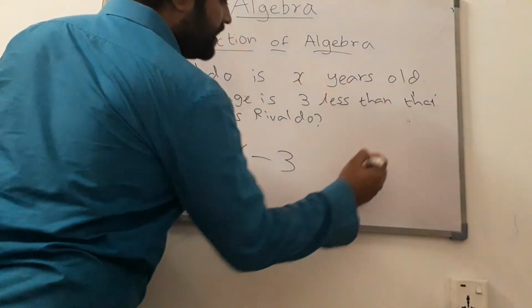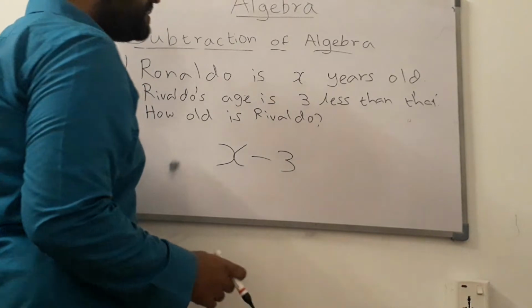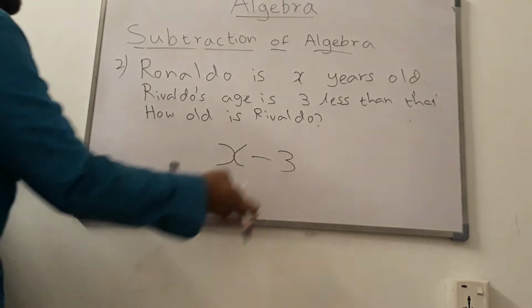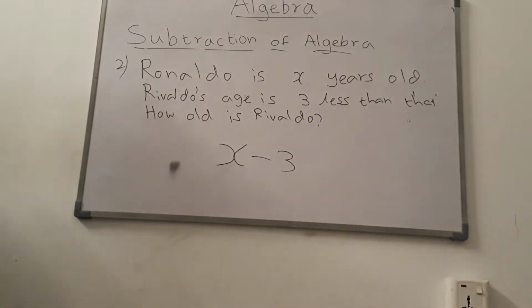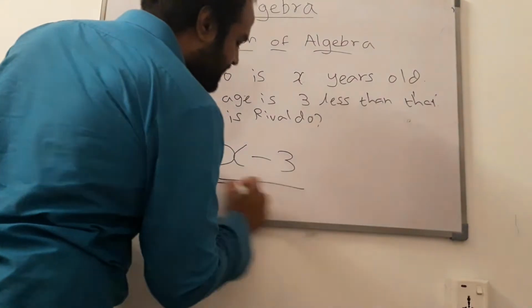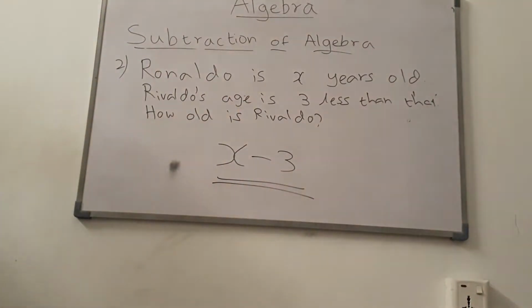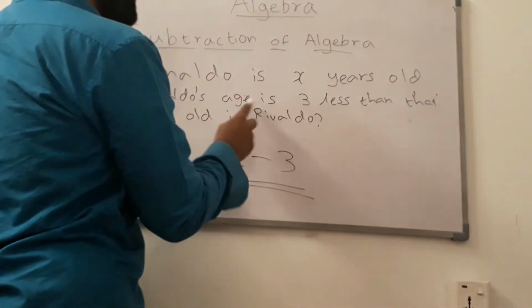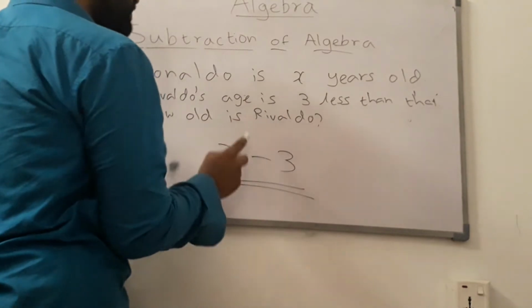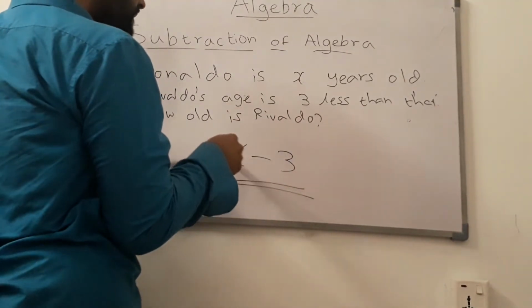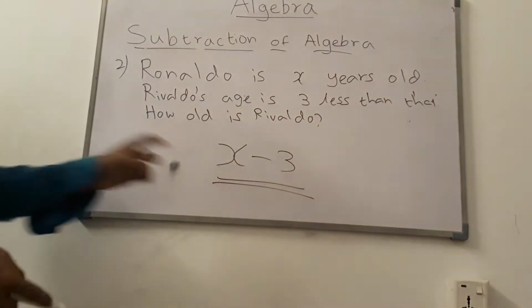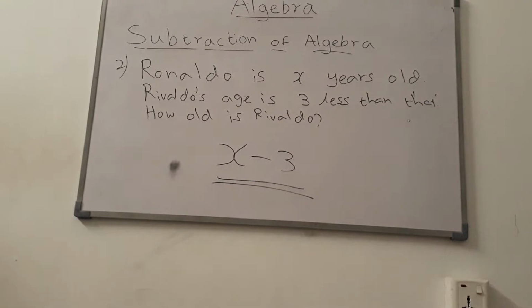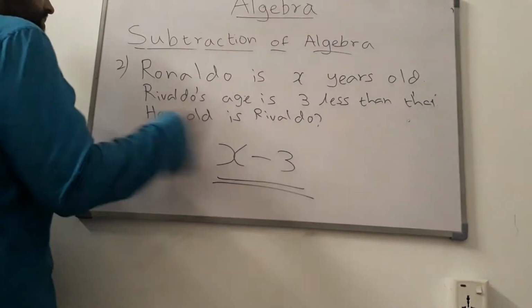Okay, if both are number terms, we can get a final answer. But when these are different terms, one is algebraic and the other is a number term, we can't go further. So the final result is X minus 3 itself. More than that we can't simplify. Keep it in mind. So Ronaldo's age is X years old, Rivaldo's age is 3 less, which means you have to subtract 3 from X. More than that we can't do because one is an algebraic term, the other one is a number term. So this is the final answer. It's an algebraic expression, not a single digit or single outcome. It's an expression. Keep it in mind.